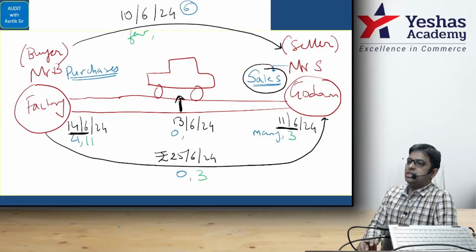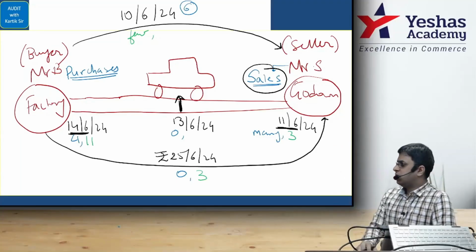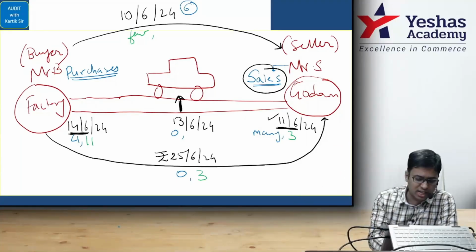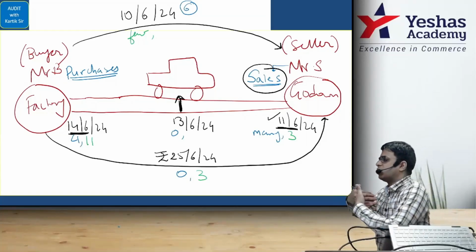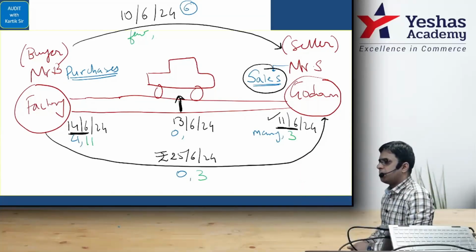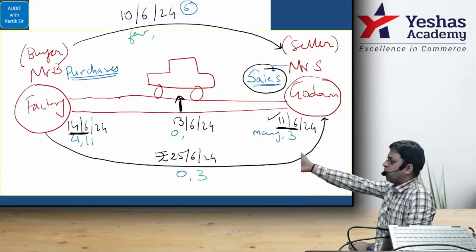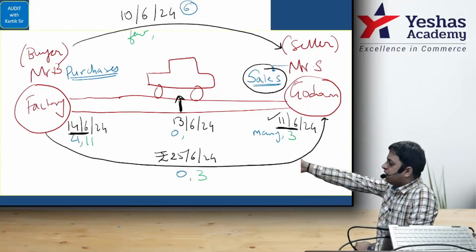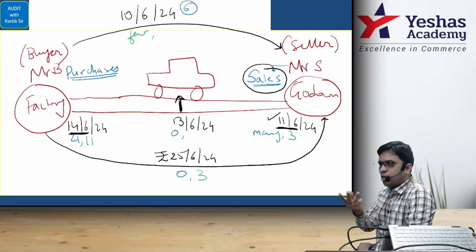Who is the owner of the goods? The seller has already recorded the sale on 11th, which means risk and rewards incidental to ownership have been transferred, gone. And the buyer is recording on the 14th of June. So for those 3 days in the middle, who is the owner? God.